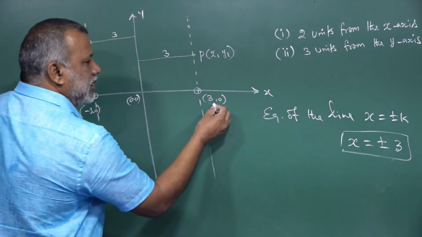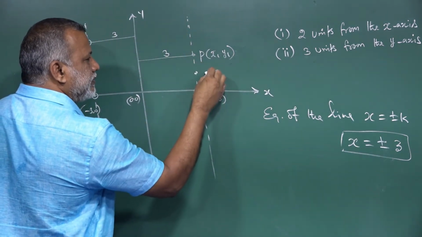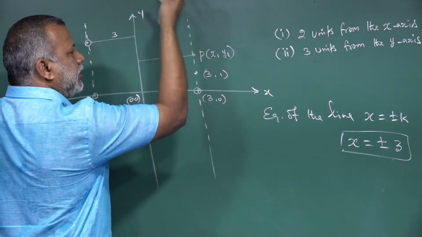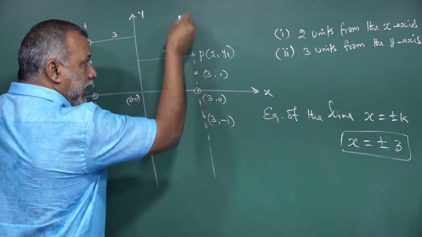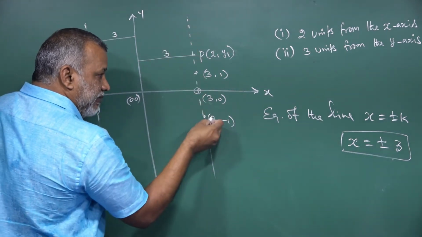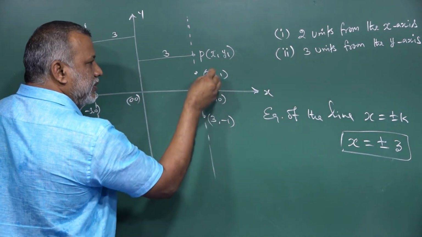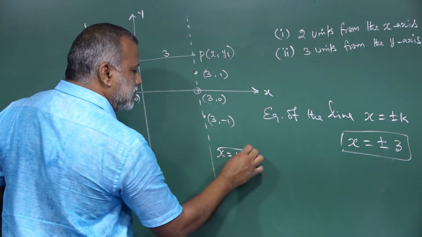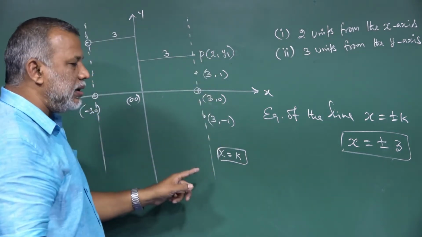See here 3 comma 0. The next point, 1 unit up, is 3 comma 1. Suppose you select 2 units, 3 units like this. Here 3 comma minus 1. In this straight line, the value of x is unaltered. See here the value of x. Instead of 3, we can use x equal to k. The value of x is unaltered.